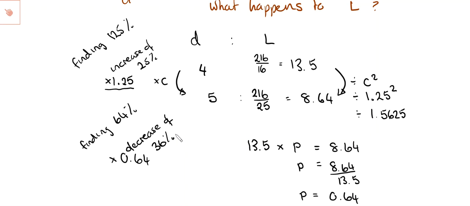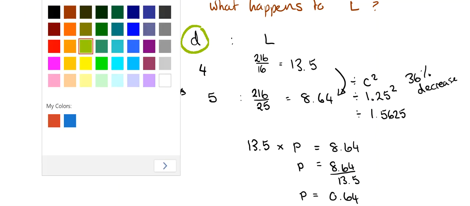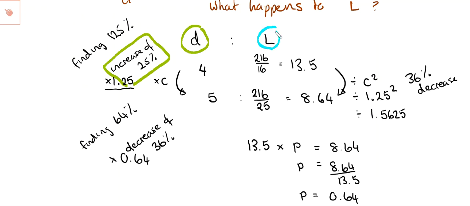So actually, dividing by 1.25 squared has done a 36% decrease. So in this case, an increase of 25% on D did what to L? A 36% decrease. All right. Tough question, but not beyond your limits. I mean, it shouldn't be. Okay.